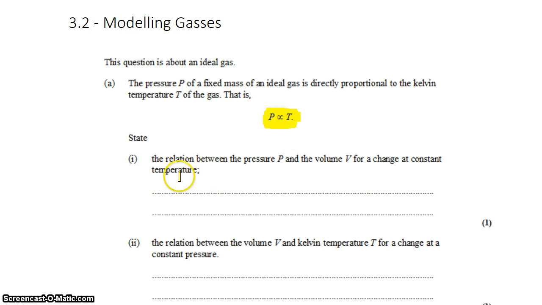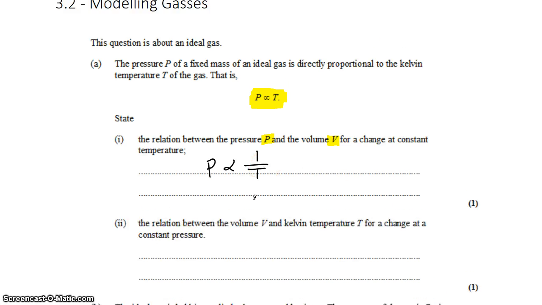Following this same format, we want to state the relationship between P and V for a change at a constant temperature. Well, as the pressure in a container increases, we can expect its volume to decrease. So this is an inversely proportional relationship. P is proportional to 1 on V.